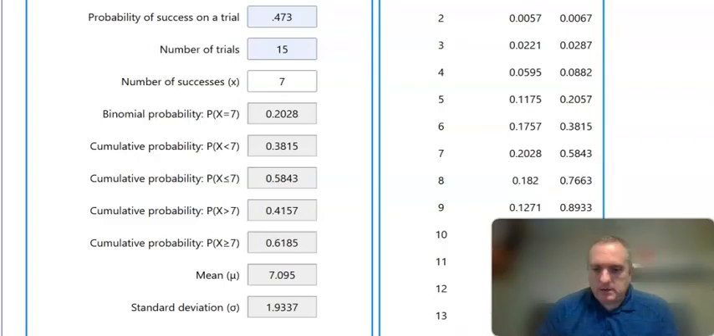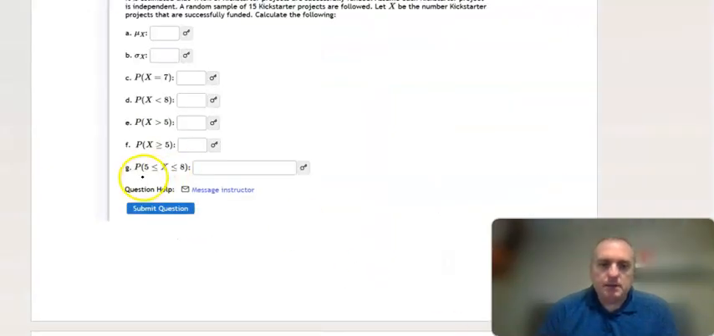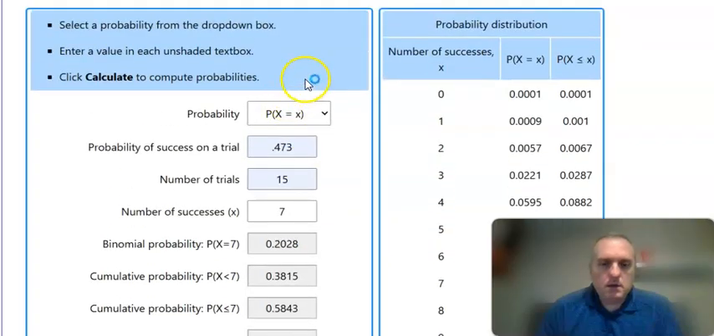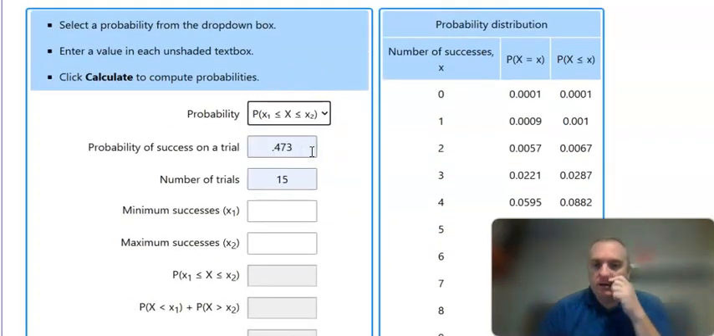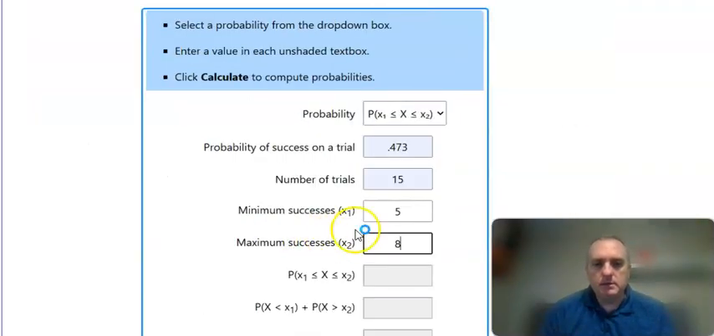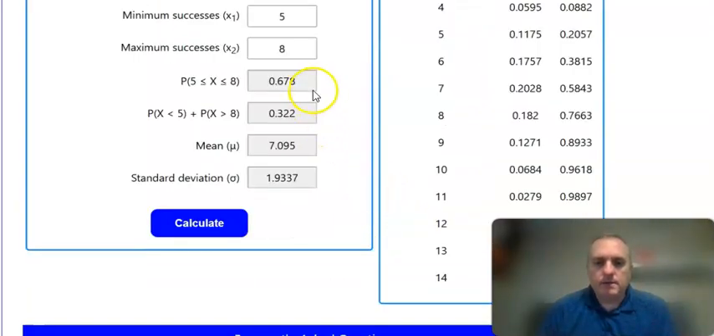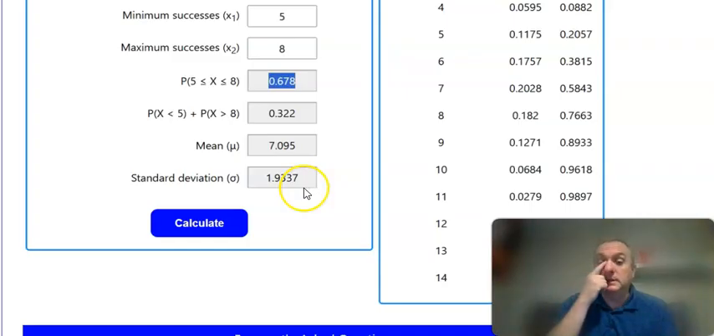So the last one is asking me the probability that x is between 5 and 8 inclusively. So it includes 5 and 8 as possibilities for the number of Kickstarter projects that were funded out of 15. So I will go back to that calculator. In the drop-down menu, I'll choose the between. Minimum is 5, maximum is 8. And calculate again. And my answer for that one would be 0.678.